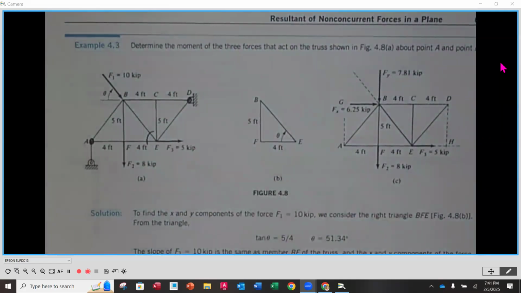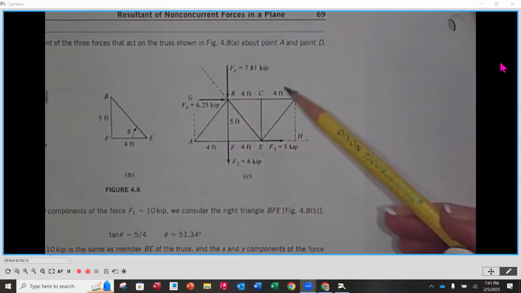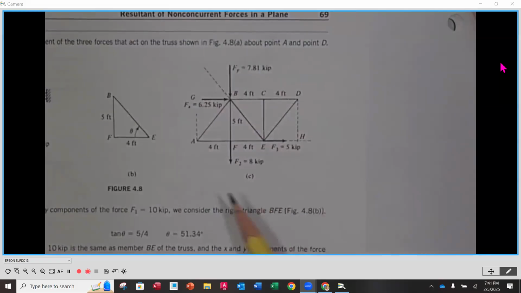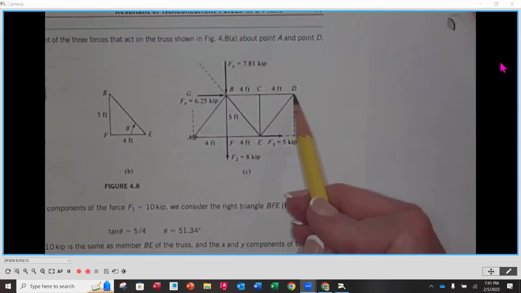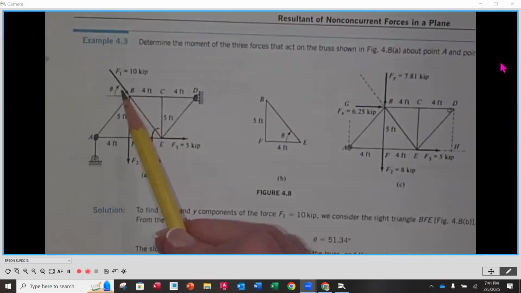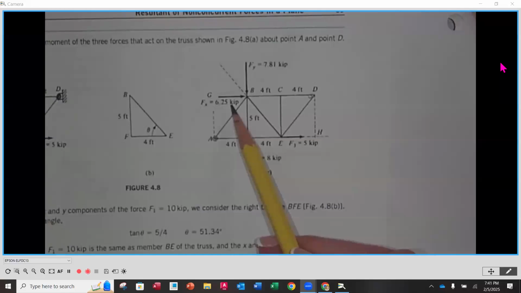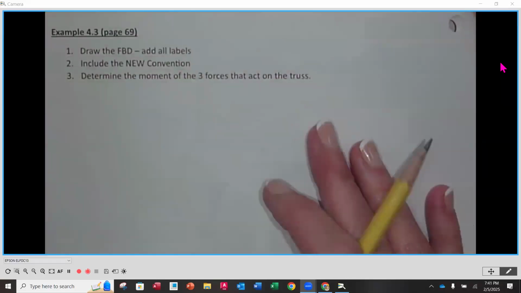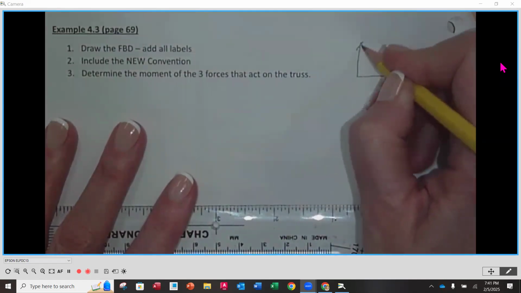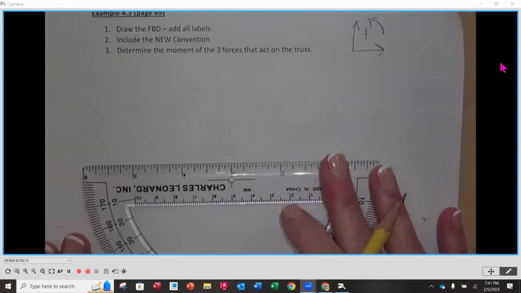So I'm going to draw our free body diagram, and it's going to end up looking just like this. If you go over to part C here, that's what we're going to be using, and then summing our moments around these two points. Notice that we're going to break that F1, which is at an angle, into its X and Y components. So I'm going to start by drawing the diagram and adding my convention. So you can follow along here.